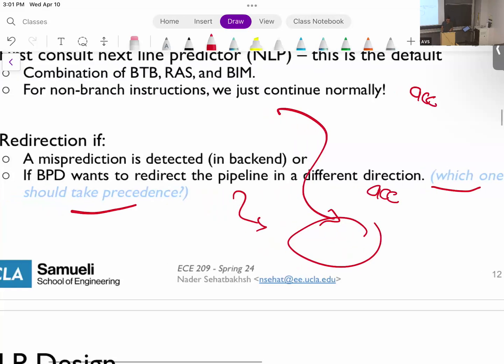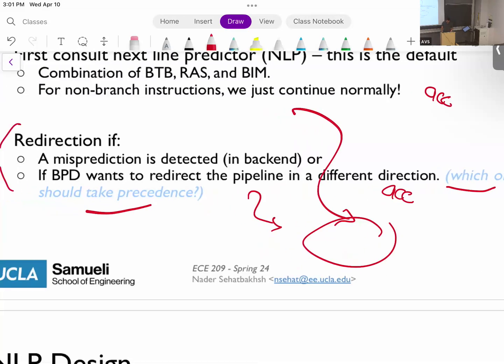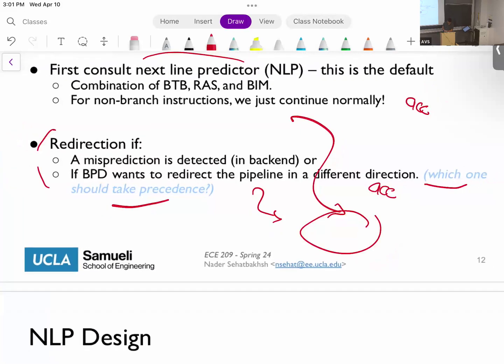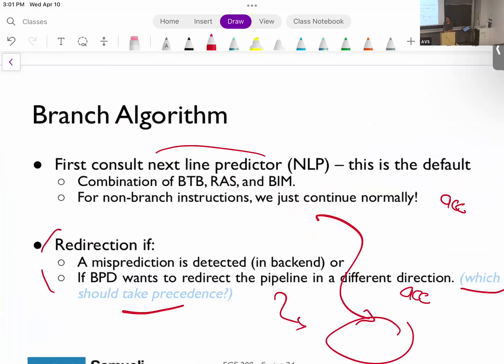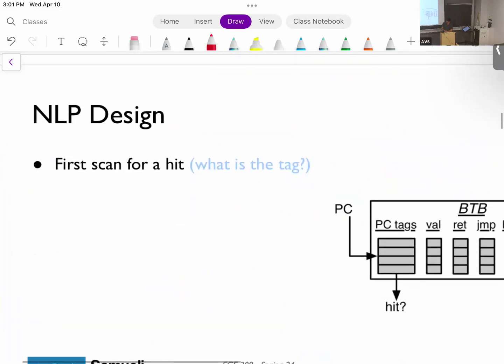But of course, what makes sense is that most of the time your sophisticated branch predictor should work better, okay? Otherwise, it doesn't make any sense. Let's just start with this smaller, more straightforward next line predictor kind of thing, and then let's talk about a more sophisticated branch predictor, okay?